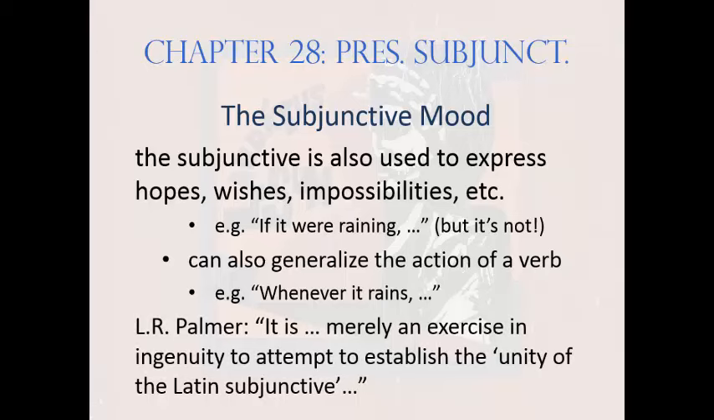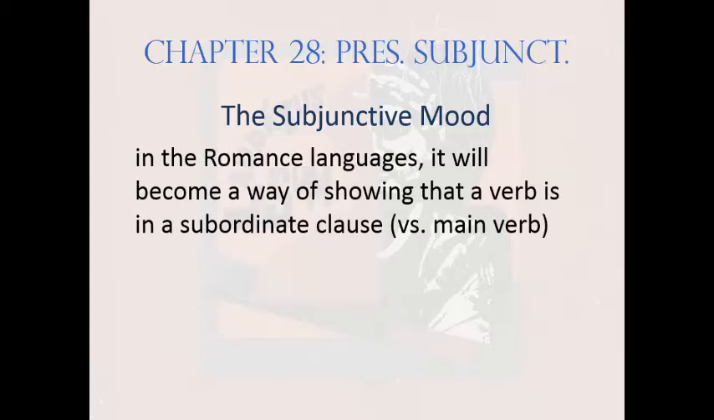The linguist L.R. Palmer sums up the situation neatly. "It is merely an exercise in ingenuity to attempt to establish the unity of the Latin subjunctive." If you've studied any of the Romance languages, French, Italian, Spanish, the languages into which Latin evolved, modern Latin, so to speak, you've probably already encountered subjunctive forms. There, among their other uses, they serve to indicate that the verb is in a subordinate clause of some sort. In other words, it's finite, but it's not the main verb of the sentence.